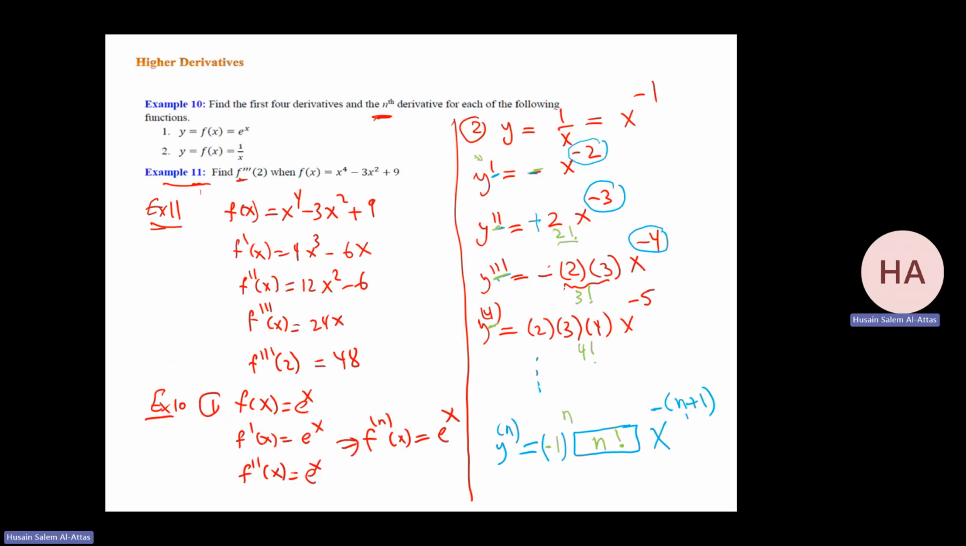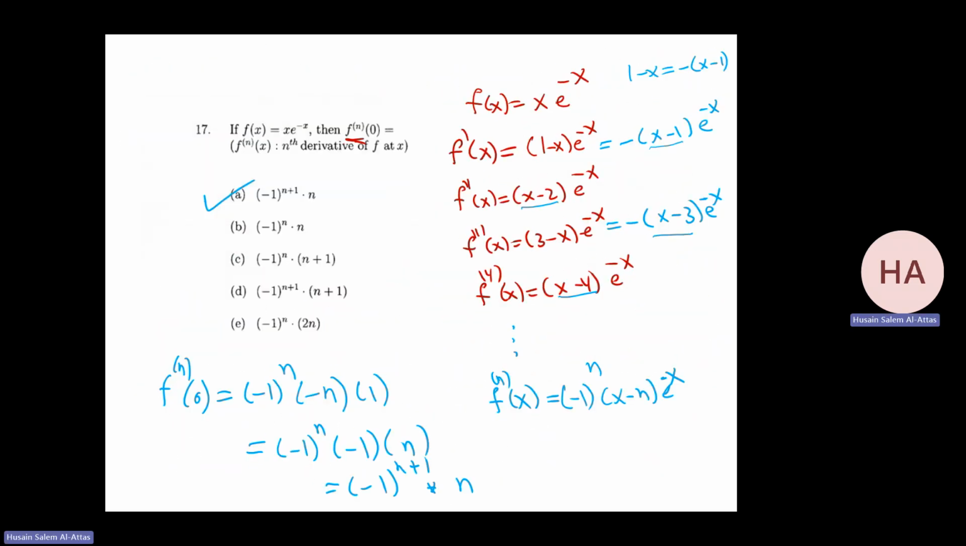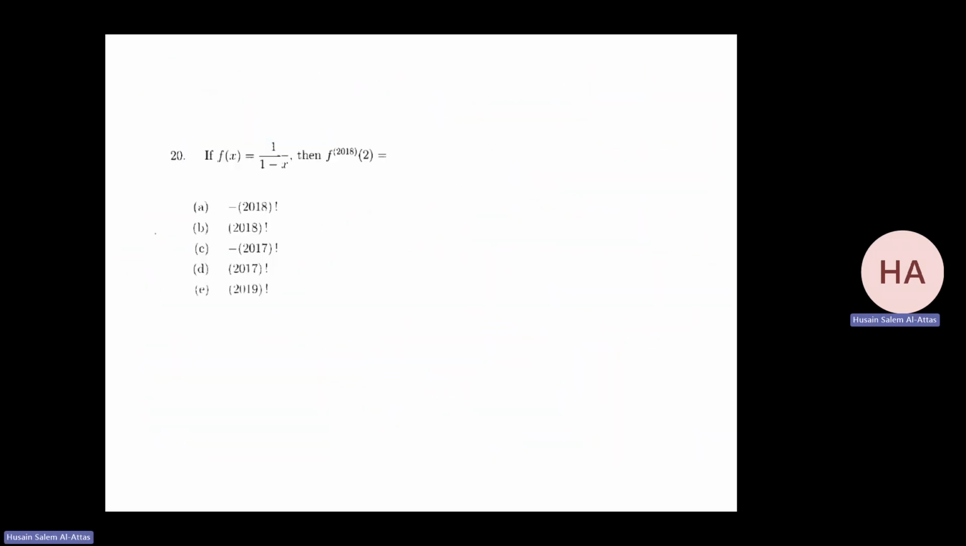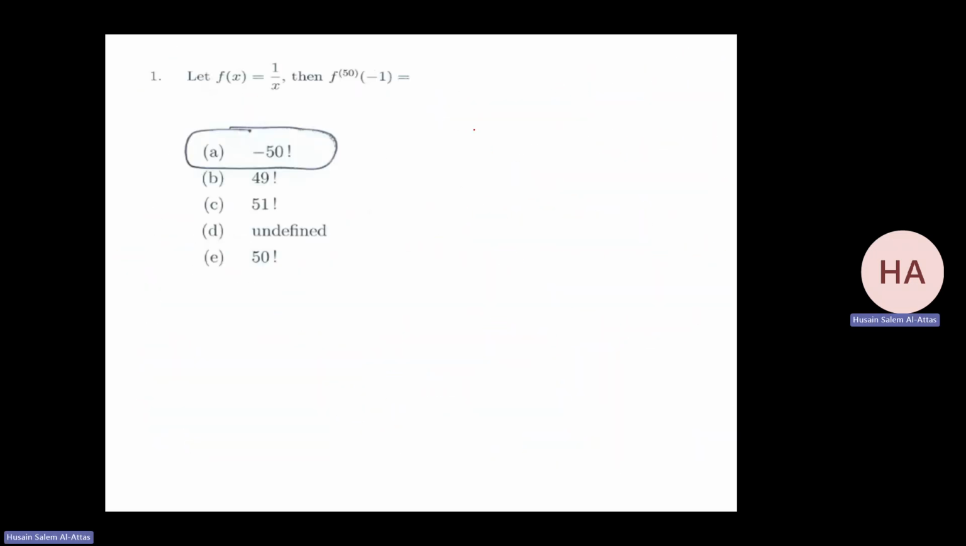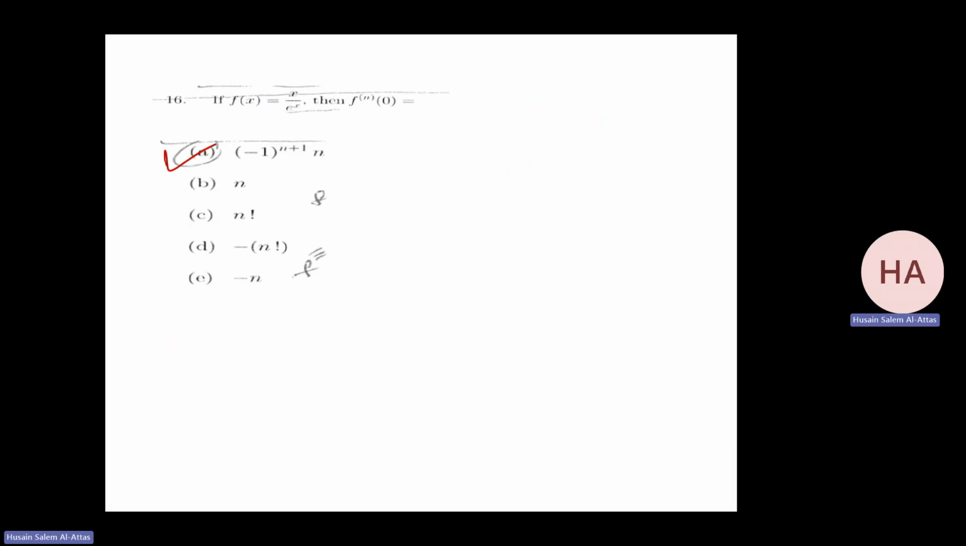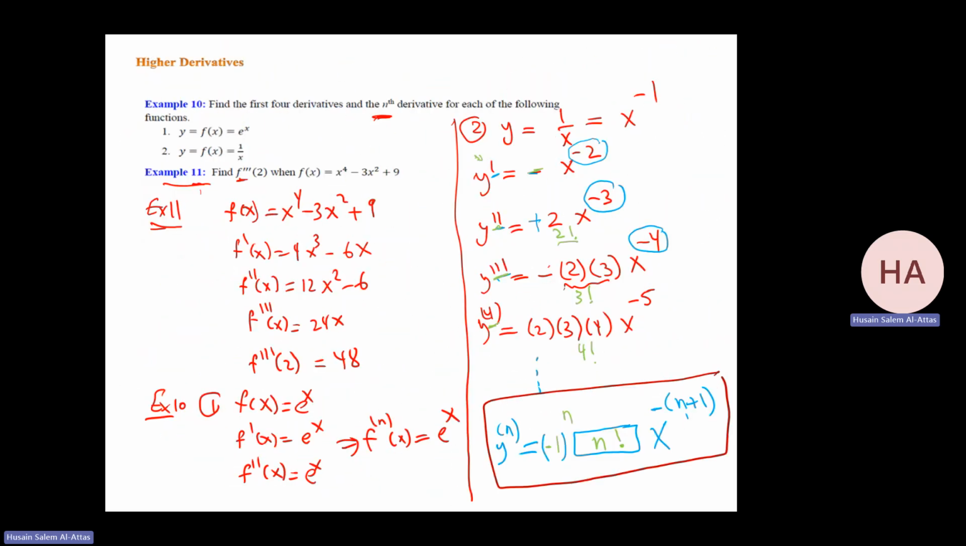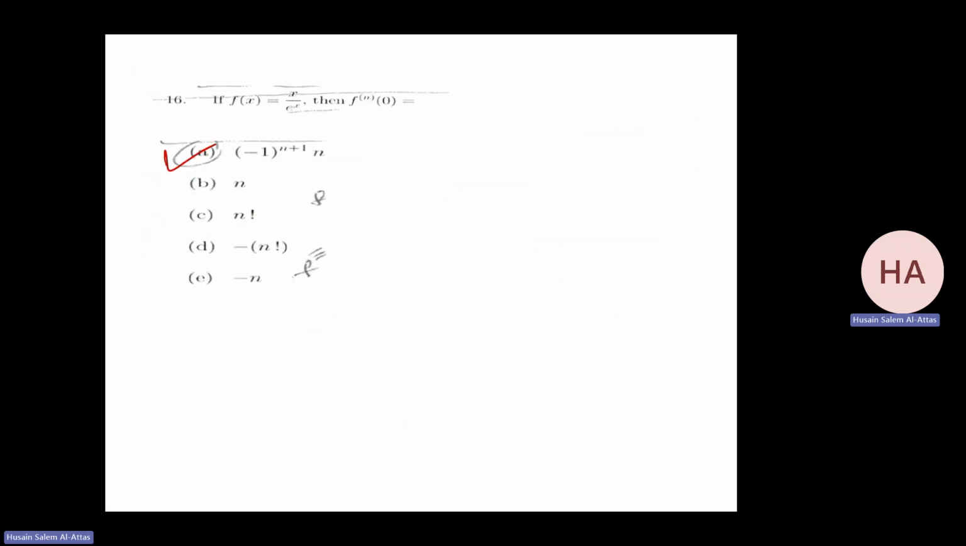Yeah, 1 over x, I did it here. So this is the n-th derivative. What they want, let me write this, what we did before. So the n-th derivative is minus 1 to the power n, n factorial x to the power minus n plus 1.